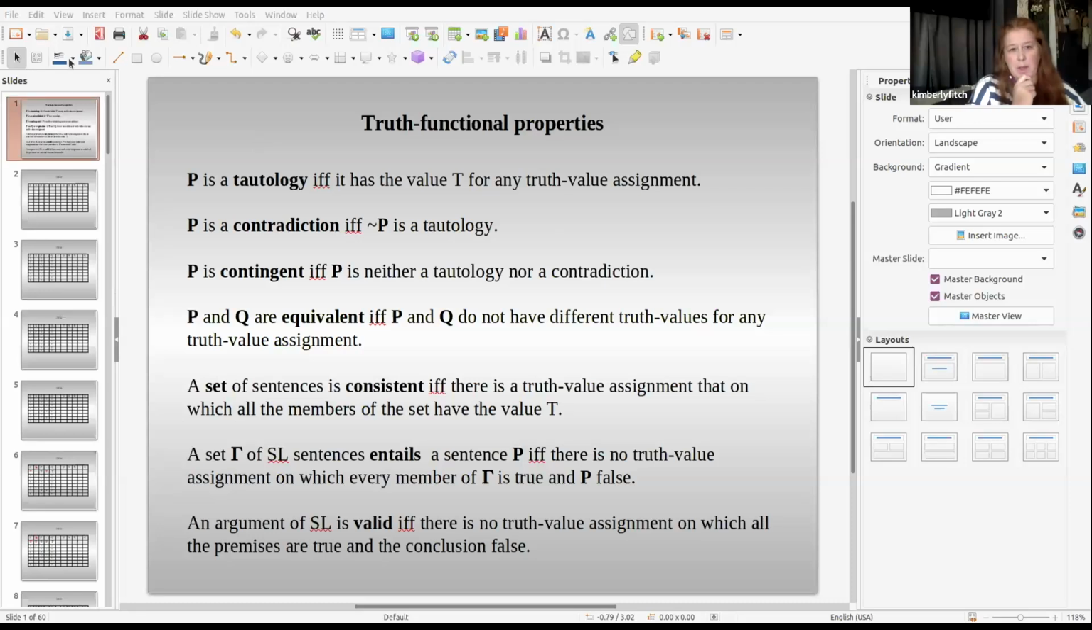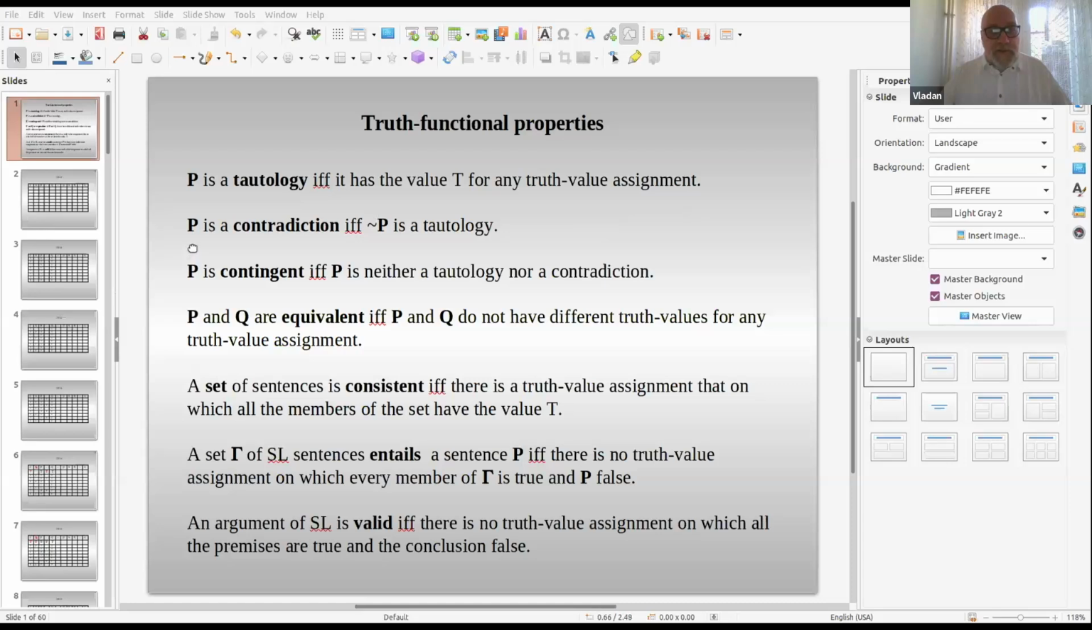What's meant when you do the IFF? This is an abbreviation for if and only if. It's a meta language biconditional. This means that we can go both ways. If P is a tautology, then it has the value T for any truth value assignment. And the other way around, if P is true for any truth value assignment, then it is a tautology.